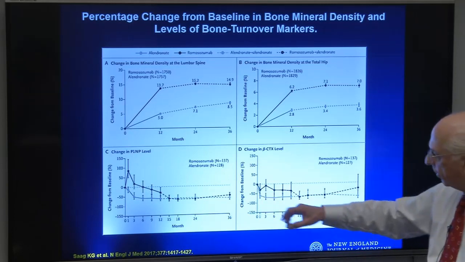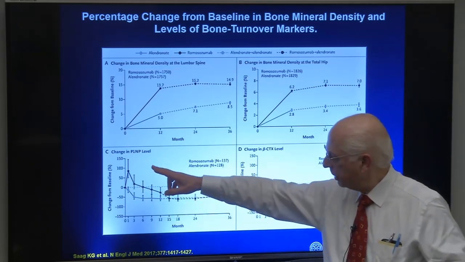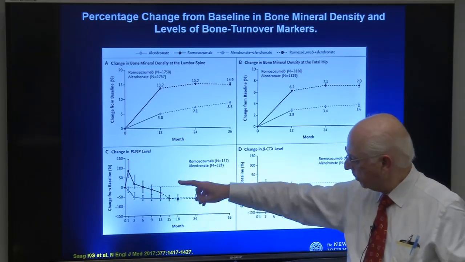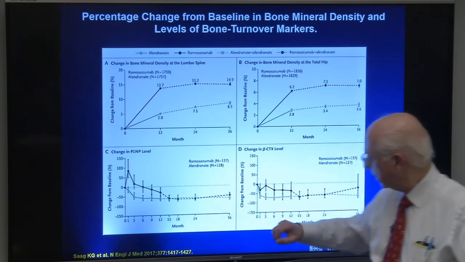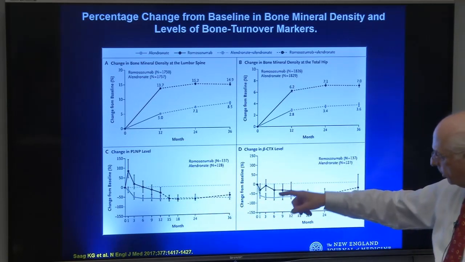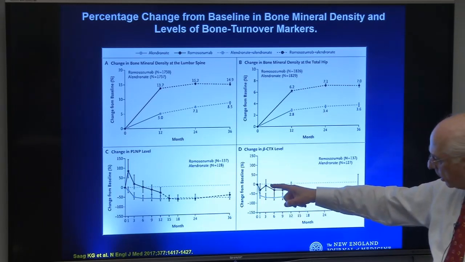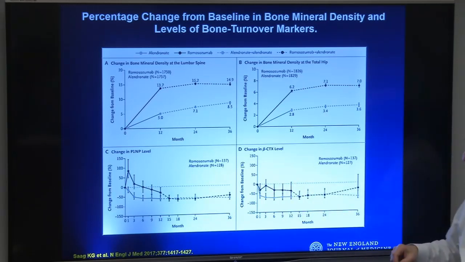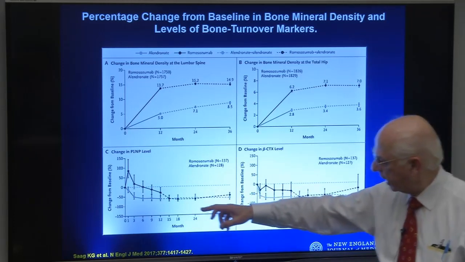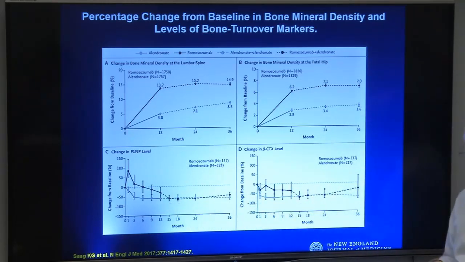And you've gotten very familiar with this. This burst in P1NP followed very quickly by a drop below baseline, the same pattern where you see almost a 50% drop in CTX, a little recovery, and then a further drop. And again, with the alendronate, you don't see that. You get a downturn in both bone turnover markers.